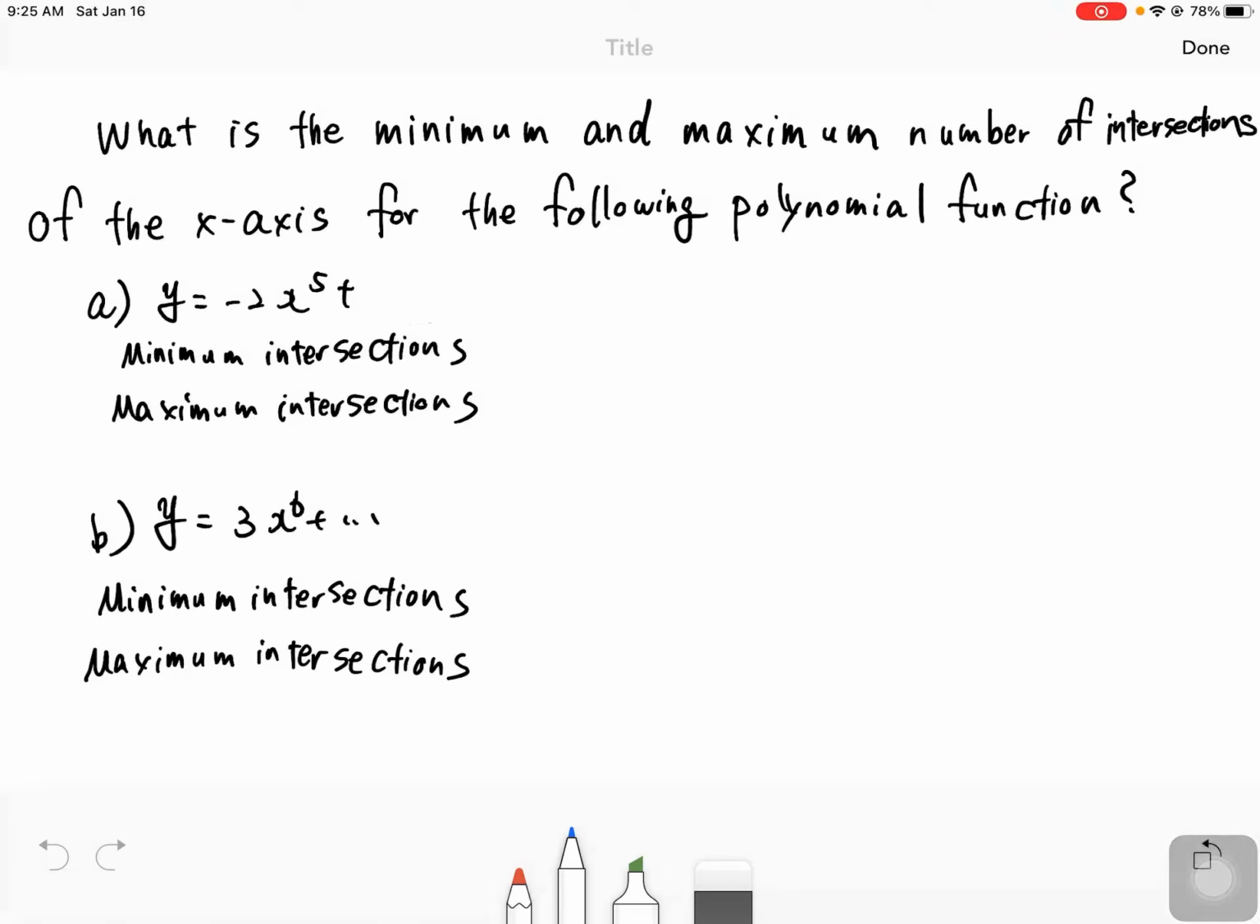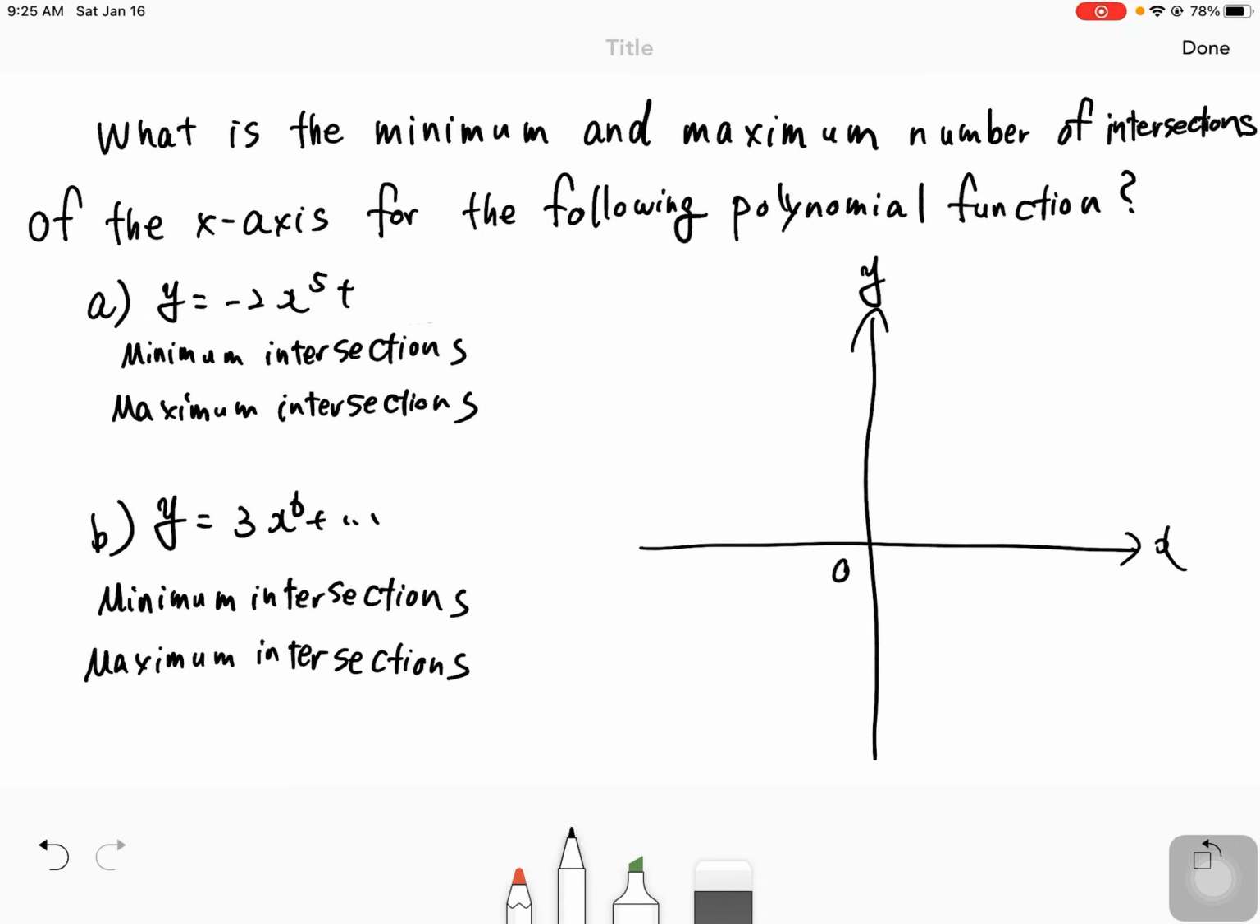Today, I'm here to explain the question: what is the minimum and maximum number of intersections of the x-axis for the following polynomial function? To solve this question, you need to understand the meaning of intersections of the x-axis. Do you remember that? In the last video, I explained it, but let me explain it again.